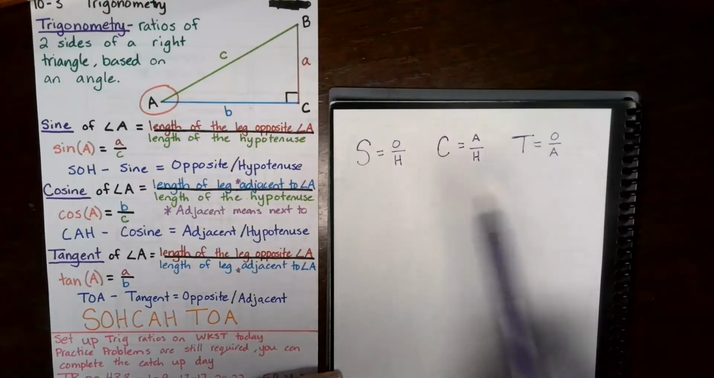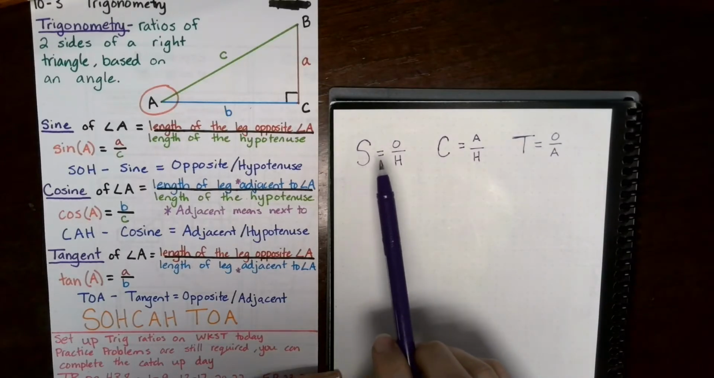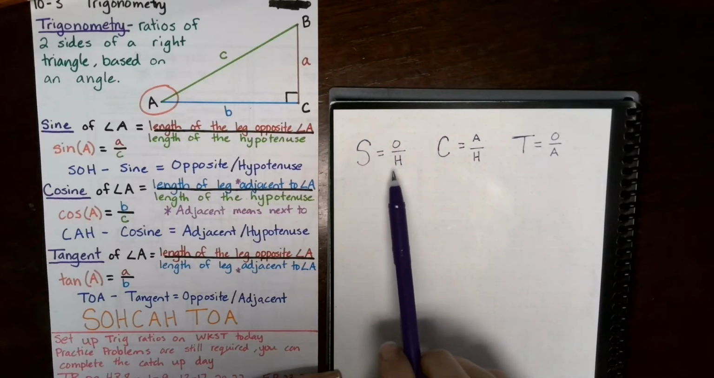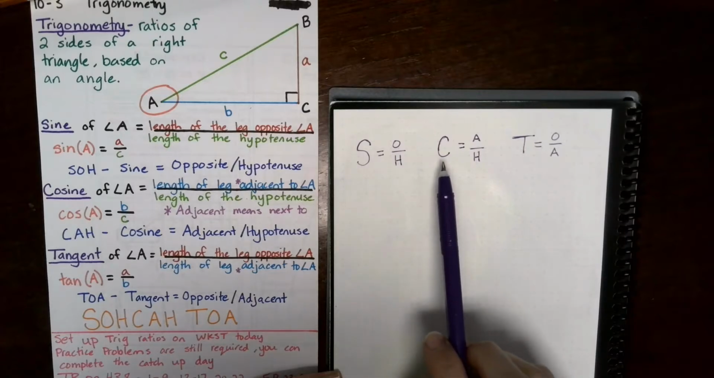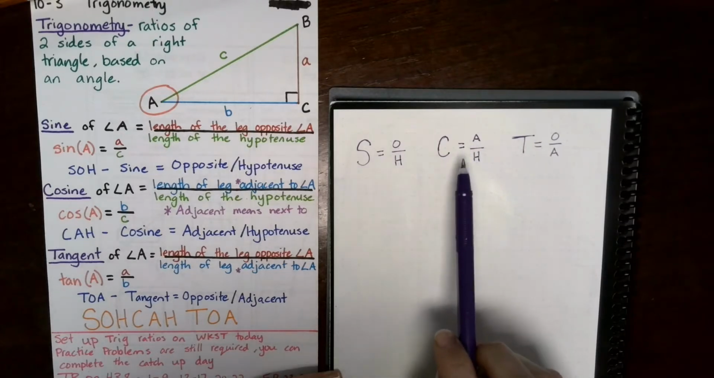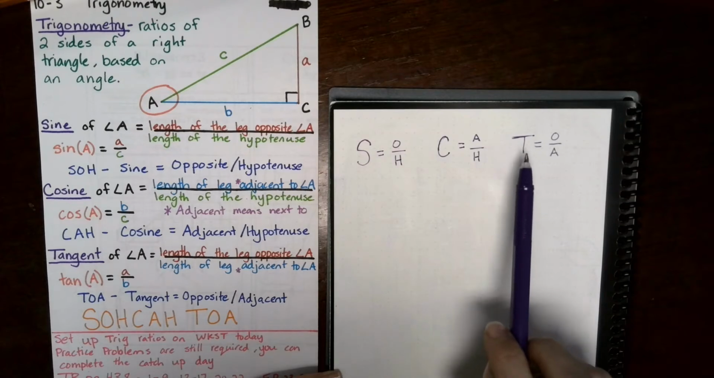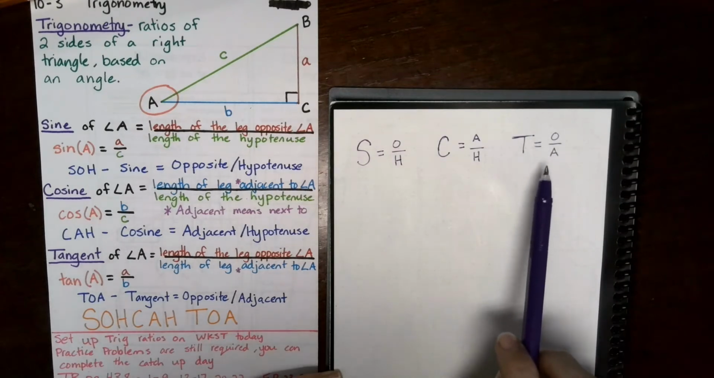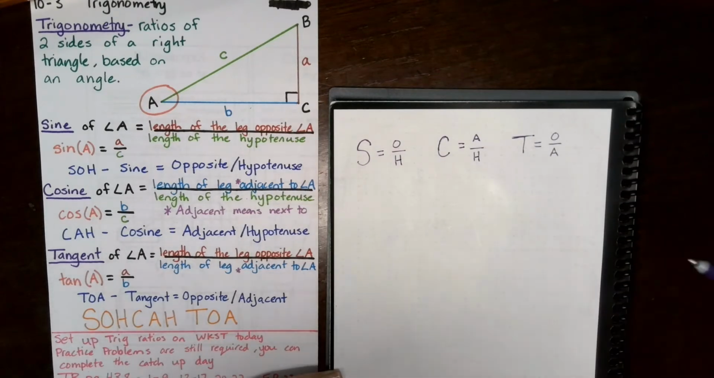But I want you to say this. Sine equals opposite over hypotenuse. Cosine equals adjacent over hypotenuse. Tangent equals opposite over adjacent. Remember, you learn through doing.